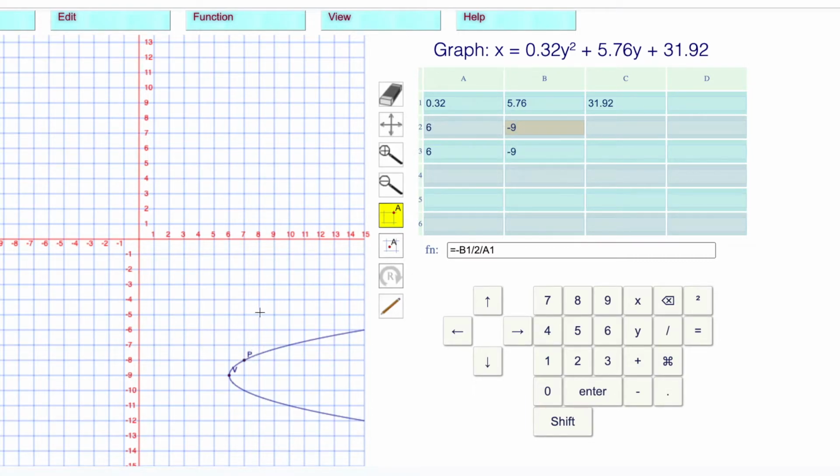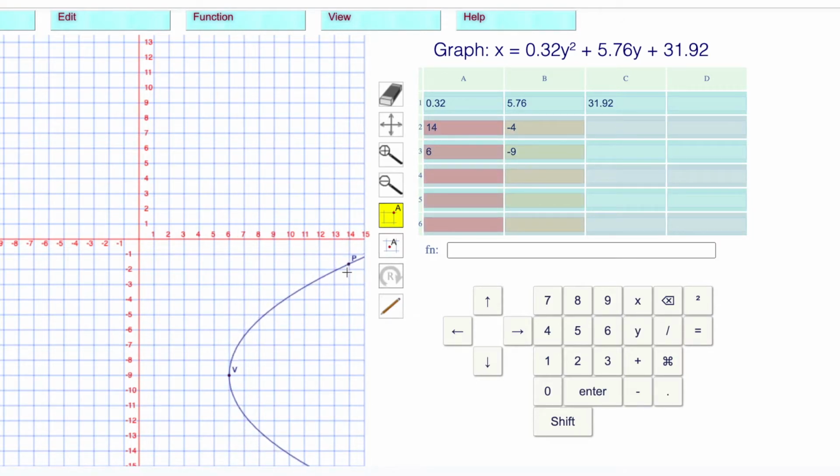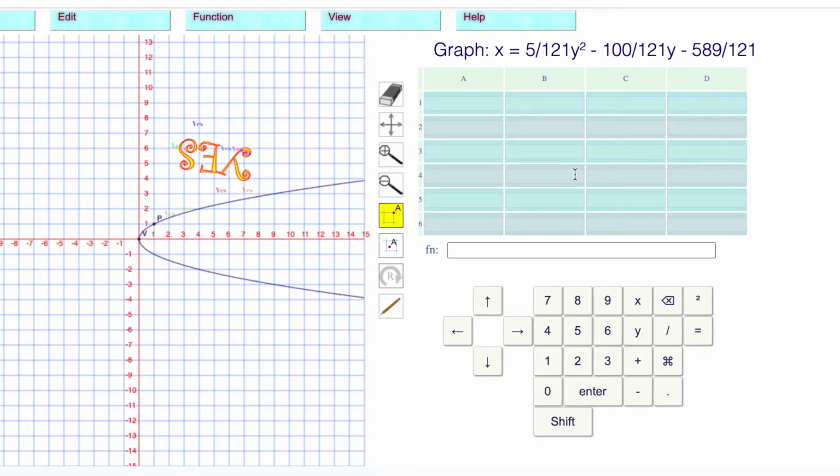When the y is, how about negative 8? And that gives us 6.32. Negative 5, that gives us 11.12. Negative 4 gives us 14. When x is 14, the y value is negative 4. This is our parabola. Then we press enter to check to see if we're right.